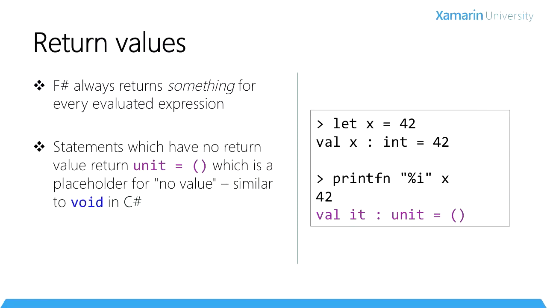As an example, let's look at the code. We've got two things happening here. First, we have an integer assignment 42 to the value x, and this has a return value of int equals 42, as you can see. Next, we are using the built-in function printfn, which outputs formatted values to the console, to print out the value of x. We can see the output followed by the result from the method, which is unit equals and then an open and close parentheses. And this represents no value being returned from the method.